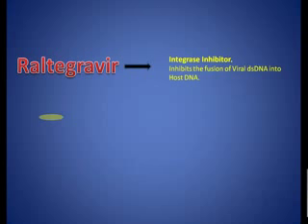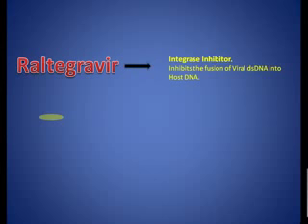This is raltegravir, another new drug I thought of discussing. That is an integrase inhibitor, and it prevents the attachment of viral DNA to host DNA. So that's the main purpose of raltegravir. That is to prevent the integration of viral DNA into host DNA. So guys, that was it about antiviral agents that I thought you must know.